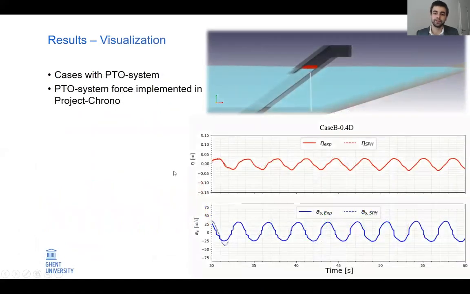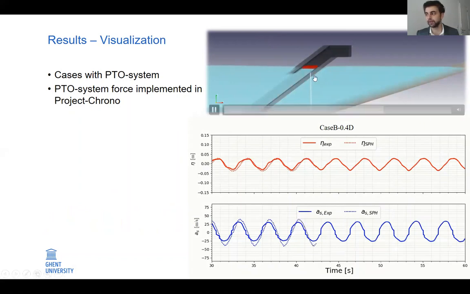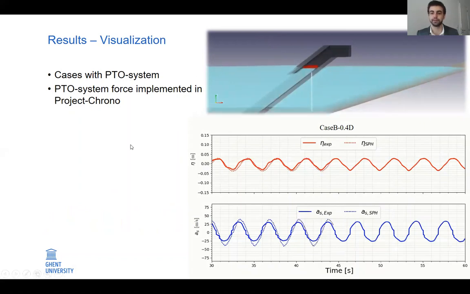After these simulations without PTO systems, simulations with PTO system are carried out. And you can see here how the PTO system is numerically implemented. A plate is floating on top of the free water surface and a PTO force is acting on it, represented by the white spring. The water surface elevation at the center of the OWC chamber is then computed as the heave of the plate, displayed in red.